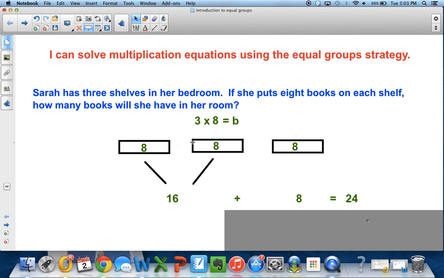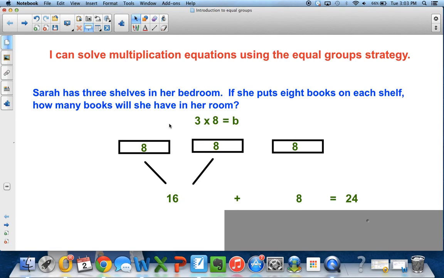One shelf, another shelf, another shelf. This would not be 8 groups of 3 because Sarah does not have 8 shelves. She has 3 shelves. So we have to make sure that what we create also matches our equation, which also matches what is going on in the problem.